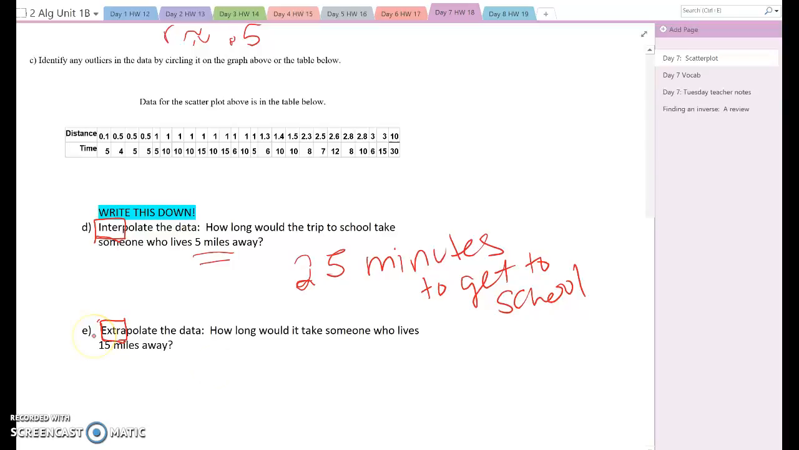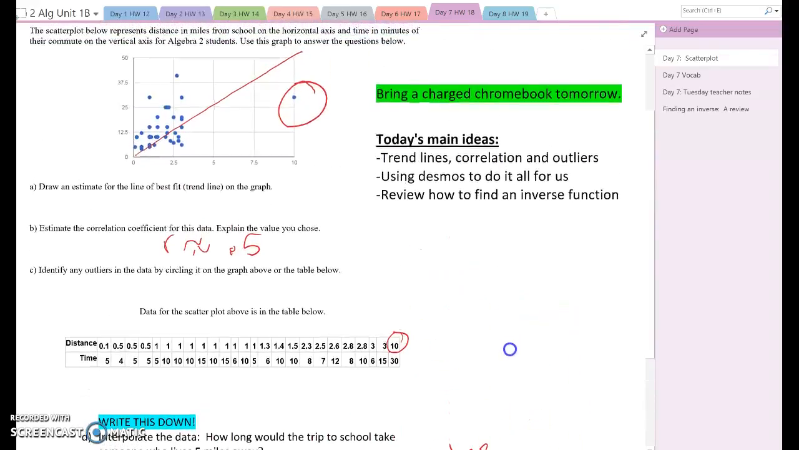So this number here, 15 miles, is not in between 0.1 and 10. 15 would be out here. So since 15 is not in between data points we have, if we're going to try and figure out how long it would take somebody who lives 15 miles away, that's extrapolation. It's extra. So again, we could look at our trend line, and we might have to make some guesses here because our graph only goes up to 10. So 15 might be here. If we extended that line, we might be up here.